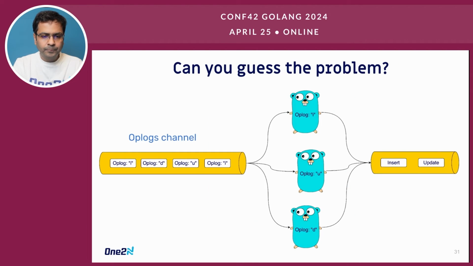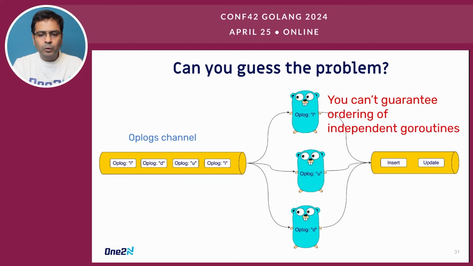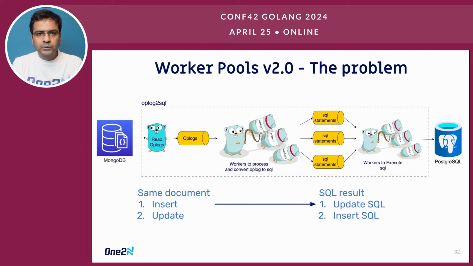So what could be wrong? Again, remember we have this oplogs channel where we are getting all the oplogs one by one, and there are multiple Go routines which are processing these oplogs concurrently. If you've used Go routines multiple times, you will probably know that you can't guarantee ordering of independent Go routines. You can't really have synchronization across Go routines, right? So what does that mean? That means this insert and update in the output can actually also become update and insert. Well, it can also become delete and insert. This is a problem.